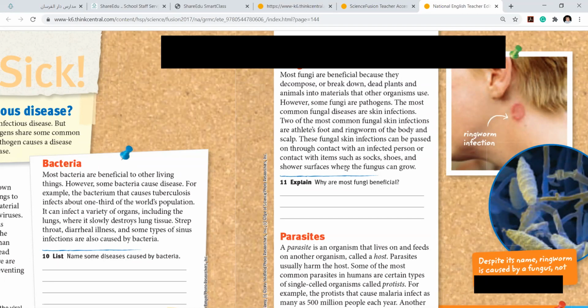These fungal skin infections can be passed on through contact with an infected person or contact with items such as socks, shoes. We never share shoes, actually. Socks, we never share socks. And shower surfaces where the fungus can grow.